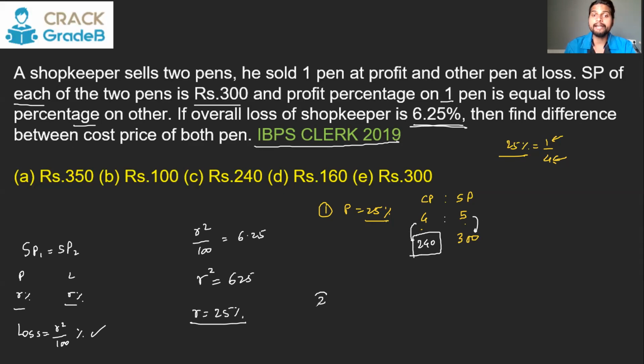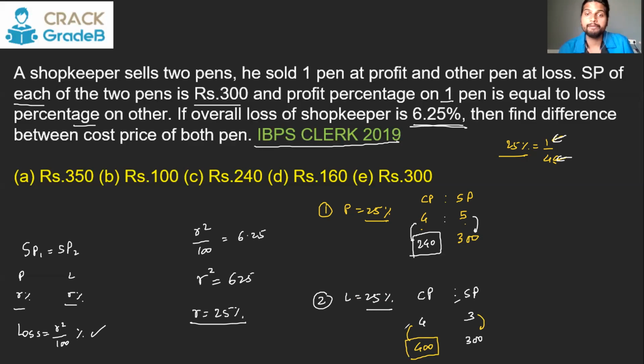Whereas in case of the second article, there is a loss of 25%. Loss of 25% means CP is to SP is 4 is to 3. 4 rupees worth of stuff you will be selling for 3, because on 4 rupees there is a loss of 1. Actually, you sell it for 300. The second article also you sell for 300. If this is getting 100 times, this should also get 100 times. You bought it for 400. So 400 is the actual cost price of the second product.